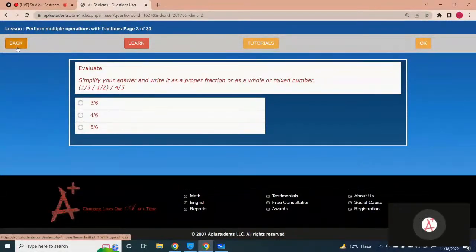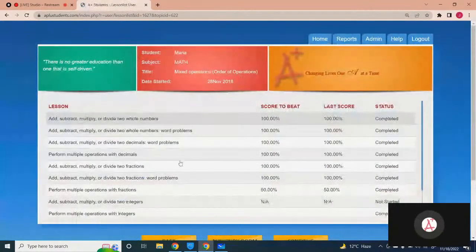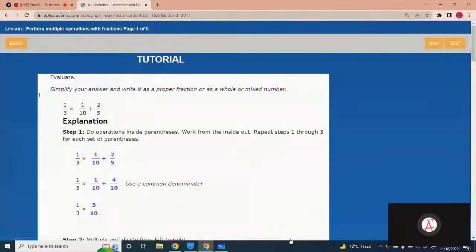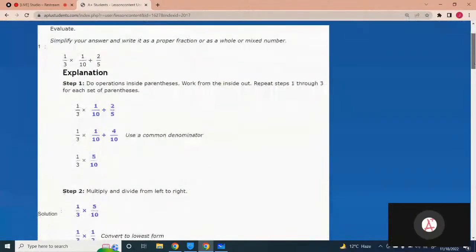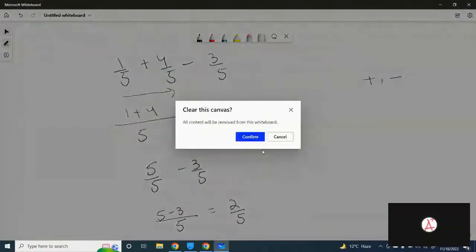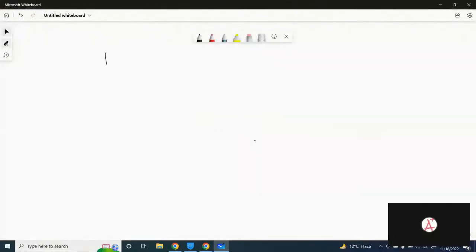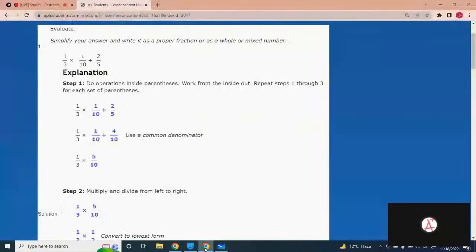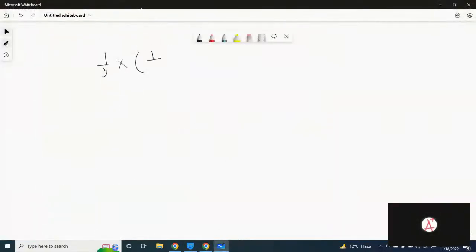Let's just do more questions from the tutorial because you're not given the questions. So let's just do performing operations with fractions. Let's start with the first one: 1 by 3 times (1 by 10 plus 2 over 5).